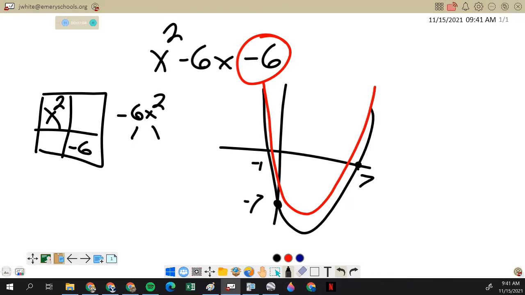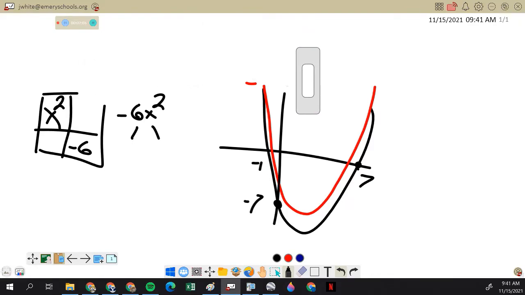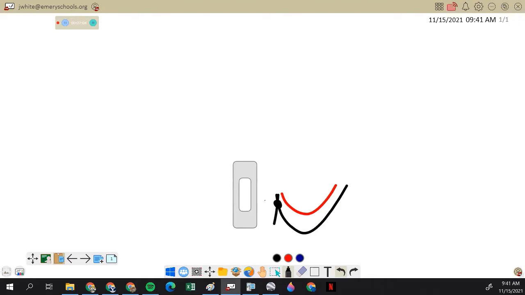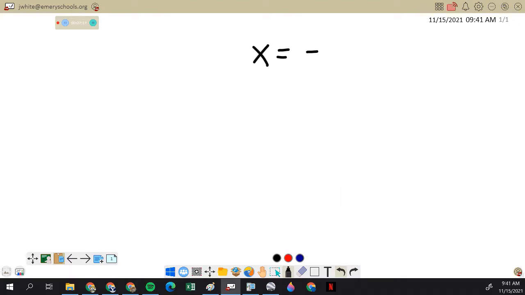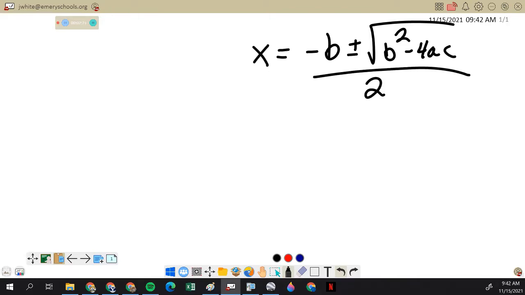So the quadratic formula is a little bit complicated. It is x is equal to negative b plus or minus the square root of b squared minus 4ac over 2a. It's a formula that allows you to plug the numbers from a quadratic into this equation, and it will solve the equation for you. Now, what are a, b, and c?